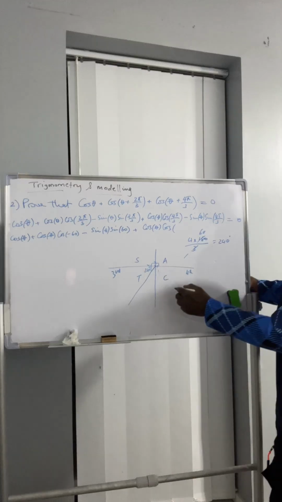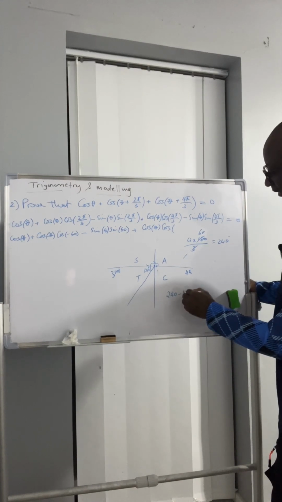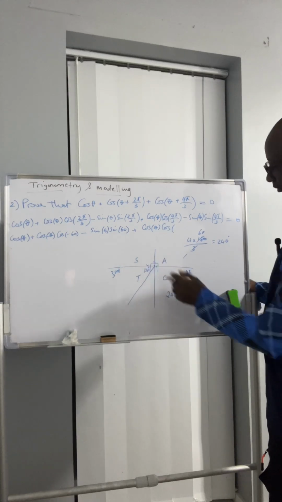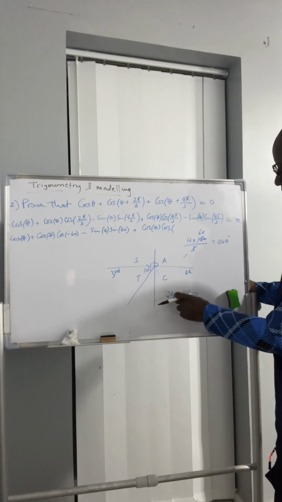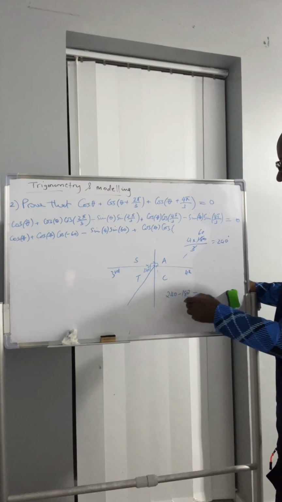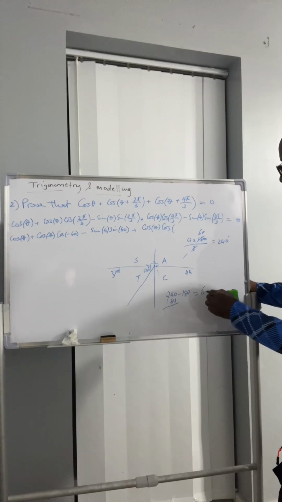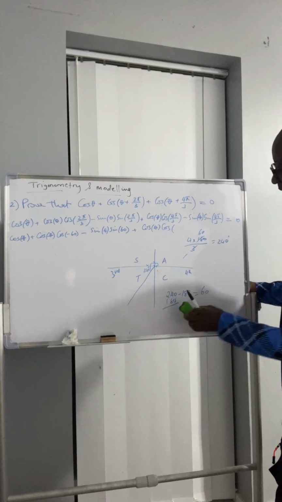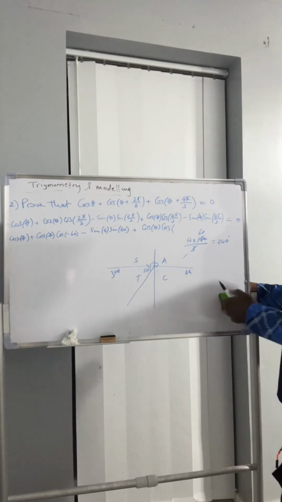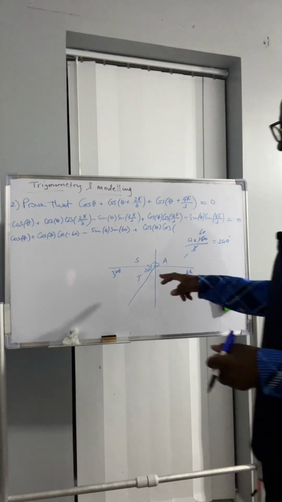So therefore, 240 degrees minus 180 gives you 60, yeah? 240 minus 180 is 60 degrees, correct? So again, we are looking for all angles of 60.